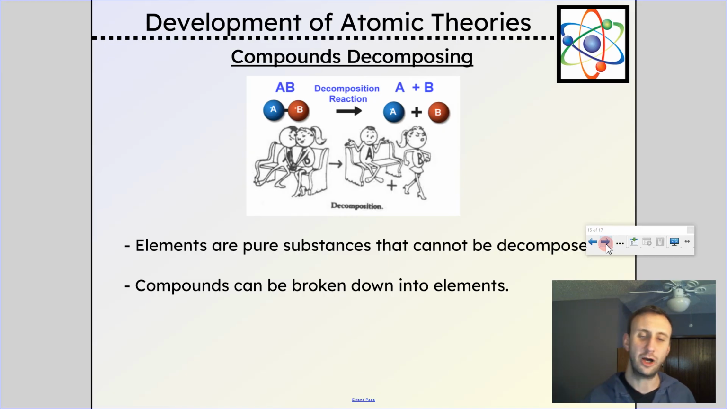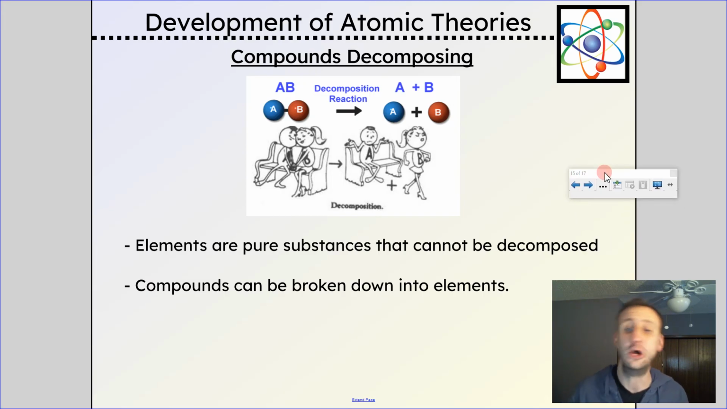When compounds decompose, elements are pure substances that cannot be decomposed. So if something decomposes, we know that it's a compound because it can break up into smaller parts. Compounds can be broken up into those elements, and it's called a specific type of reaction called decomposition. That's important for you to know. So compounds can be chemically broken apart into elements, and that process is called decomposition.